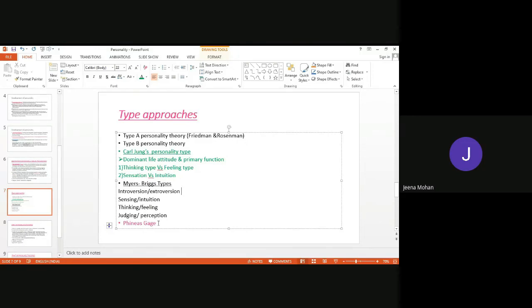Phrenology is actually a pseudoscience, because I mentioned in the introductory part that psychology is considered a science subject, and we need scientific evidence. But phrenology is considered a pseudoscience. You just look up what phrenology is. And now I will just mention Phineas Gage.